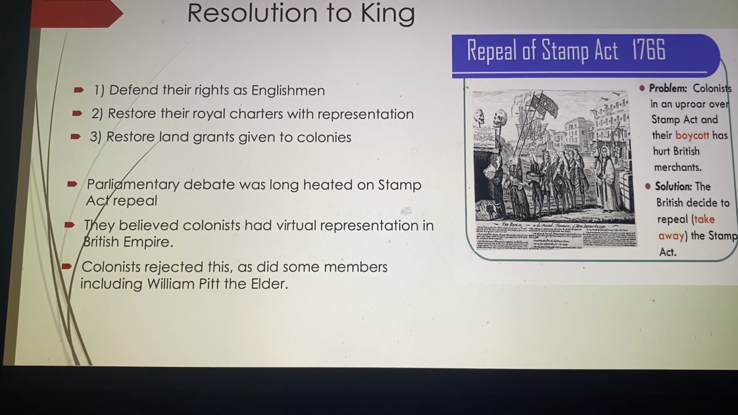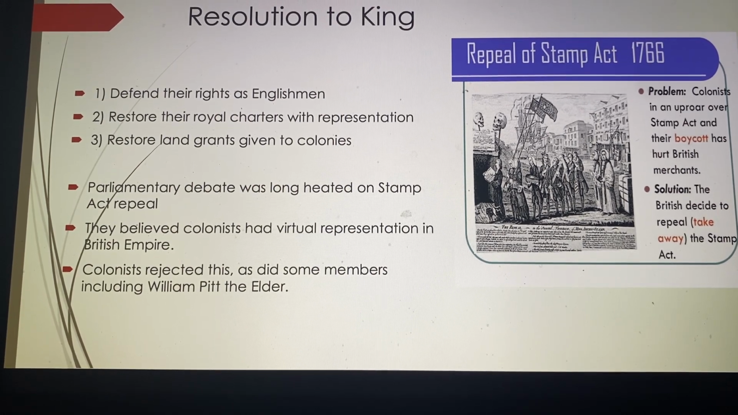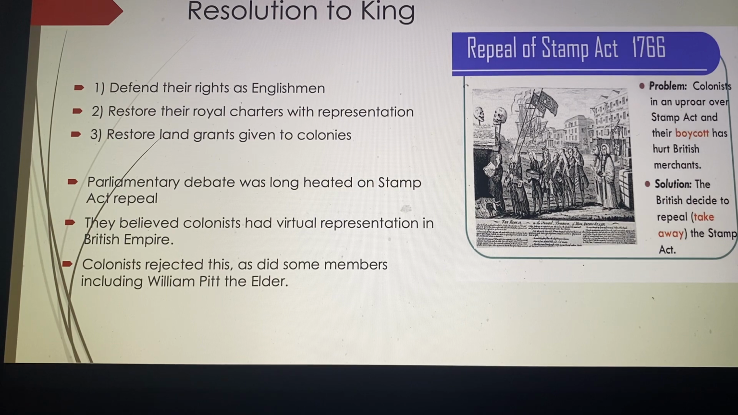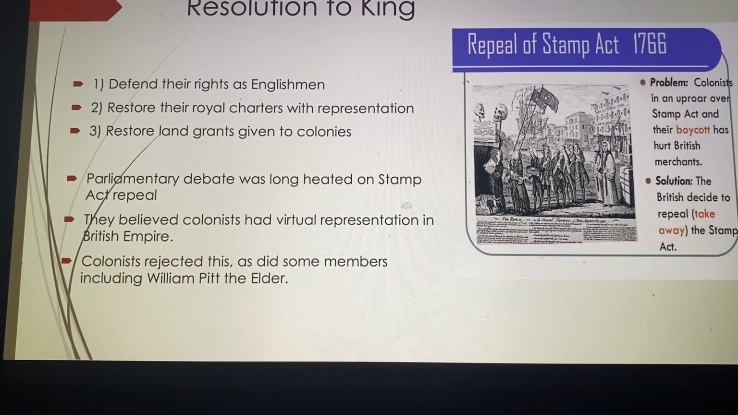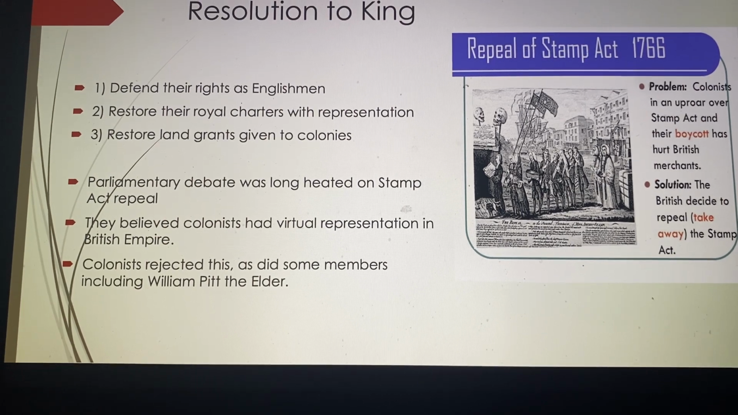And so they were defending their rights as Englishmen and restoring their charters. They wanted their royal charters to govern themselves. And they wanted land grants to be given to the colonies of their own land.